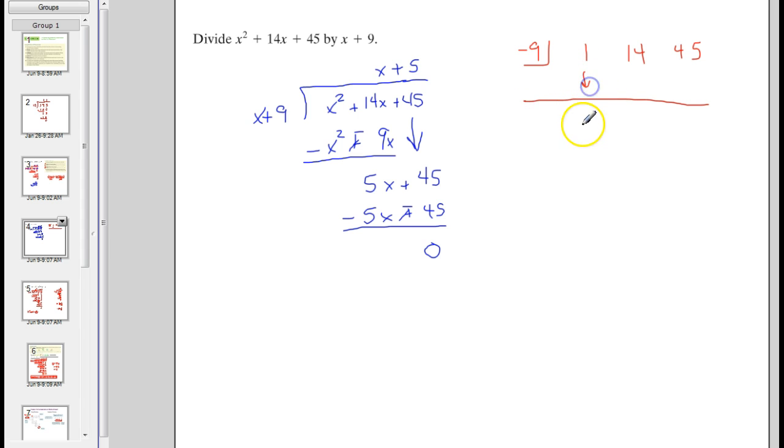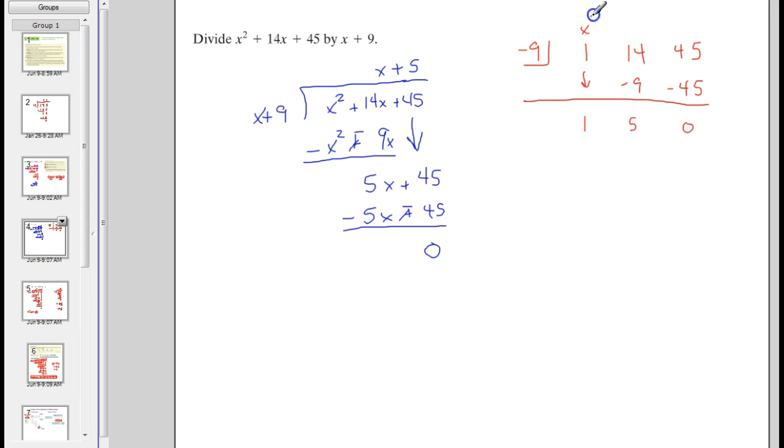Alright, I bring down the 1 to start things off. Negative 9 times 1 is negative 9. Alright, and then add. So I add these together. 14 minus 9 is 5. And a negative times a positive is a negative. And 9 times 5 is 45. So I get a 0.